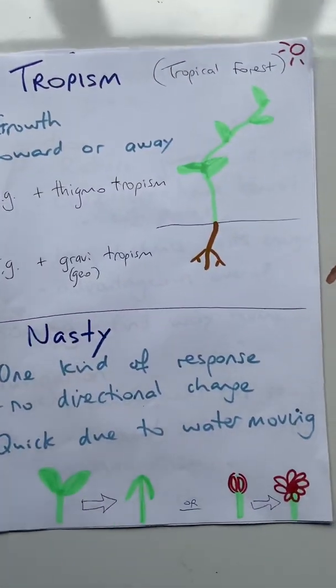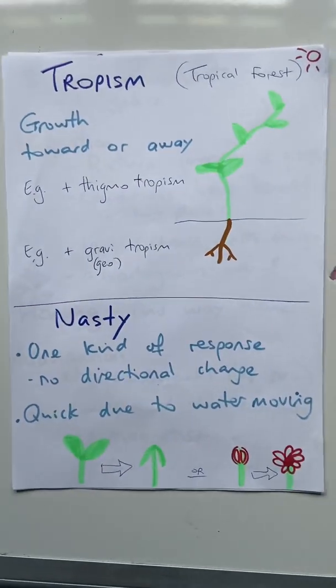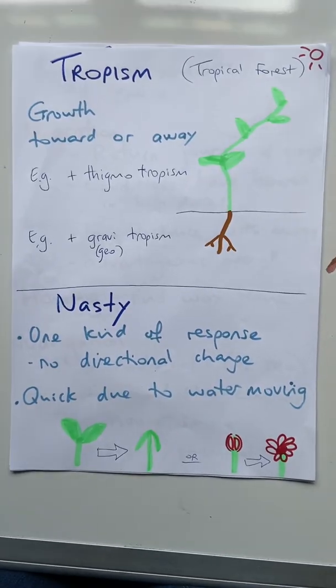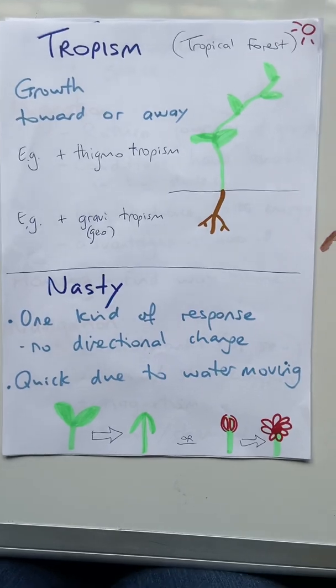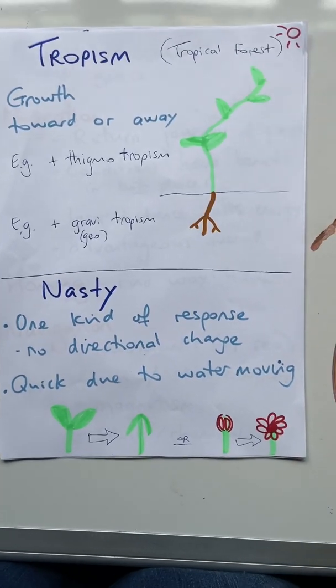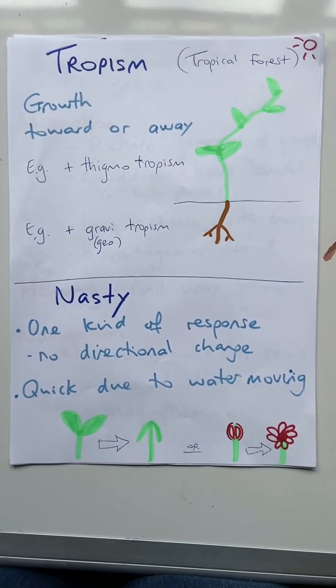For the plants, we've got tropisms and nastics. And I think of tropism as being like tropical forest, lots of things growing there. And so it does mean growth in a plant, and it does have a direction, so it can grow towards or away from something.